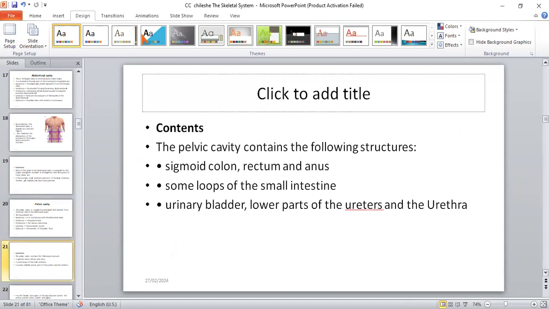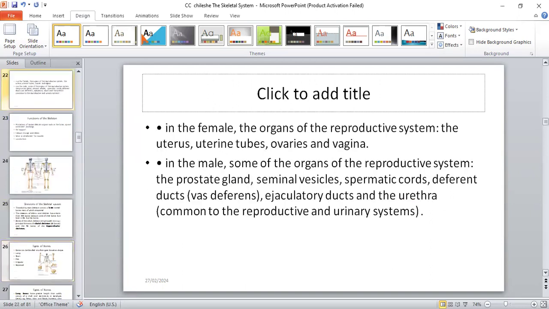The pelvic cavity contains structures such as the sigmoid colon, that is a continuation of the large intestines. We have the rectum and the anus. We have a few loops of small intestines, the urinary bladder, lower parts of the ureters, and the urethra.